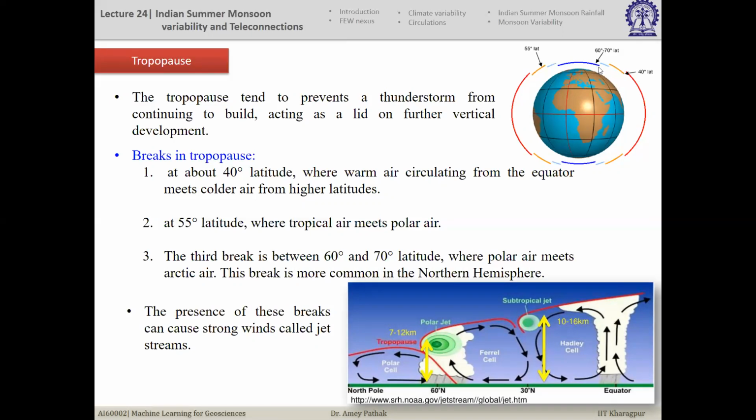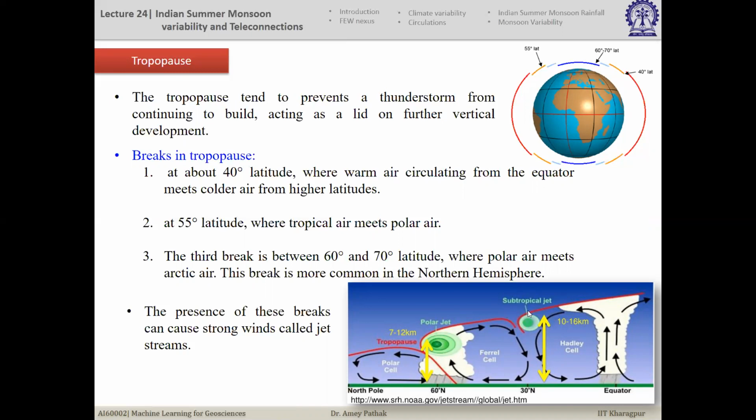Another break is around 55 degree latitude, and another around 60 to 70 degree latitude. This 60 to 70 degree latitude break takes place where the polar air meets the Arctic air. These kinds of breaks are actually more common in the northern hemisphere.